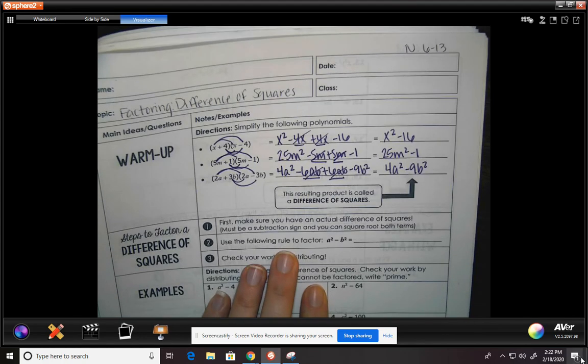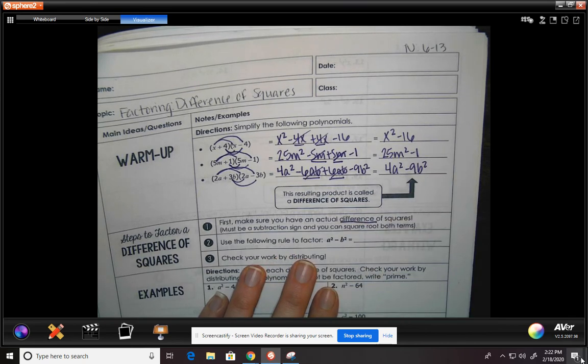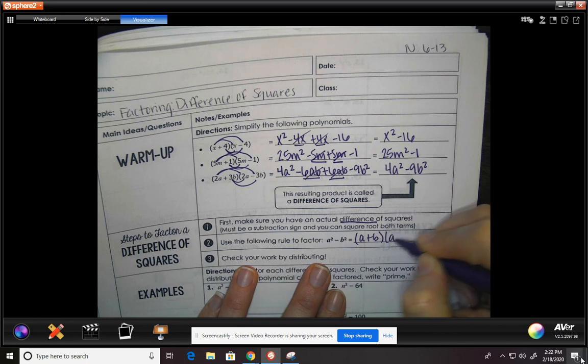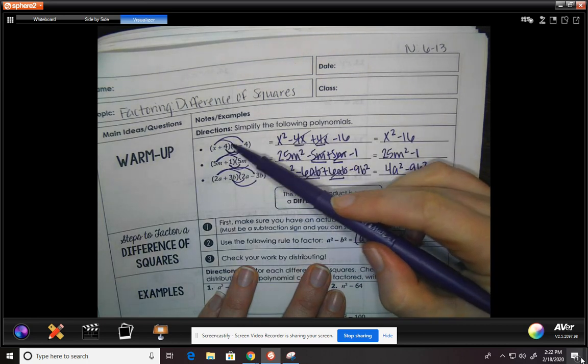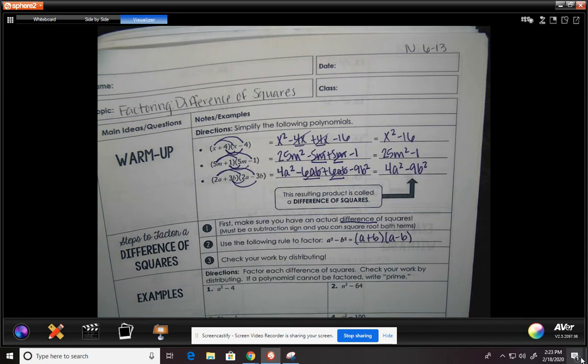Okay, so when you're working these problems, the first thing that you have to do is make sure that they are a difference. That means it has to be subtraction, and they both have to be perfect squares. If they are, you are going to follow the rule to factor: a squared minus b squared equals a plus b times a minus b. So just like up above, you're going to have one factor with a plus sign, one factor with a minus sign, but the same thing in the factors. And then we can check our work by distributing, but for sake of the video, I'll show it in class. I'm going to save time.